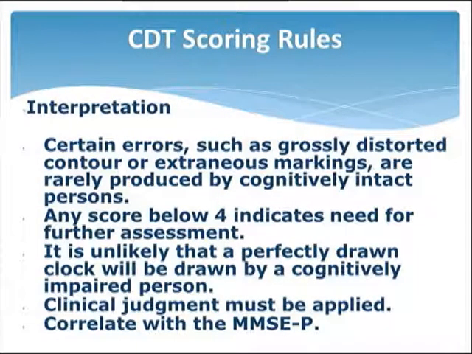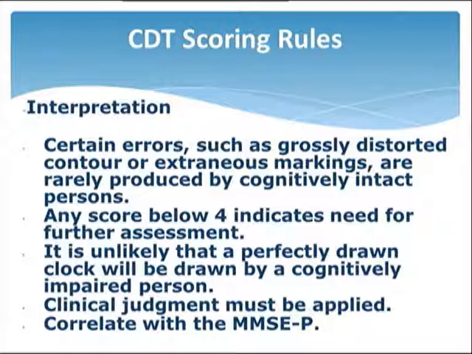Interpretation. Certain errors, such as grossly distorted contour or extraneous markings, are rarely produced by cognitively intact persons. Any score below 4 indicates need for further assessment. It is unlikely that a perfectly drawn clock would be drawn by a cognitively impaired person. Clinical judgment must be applied.